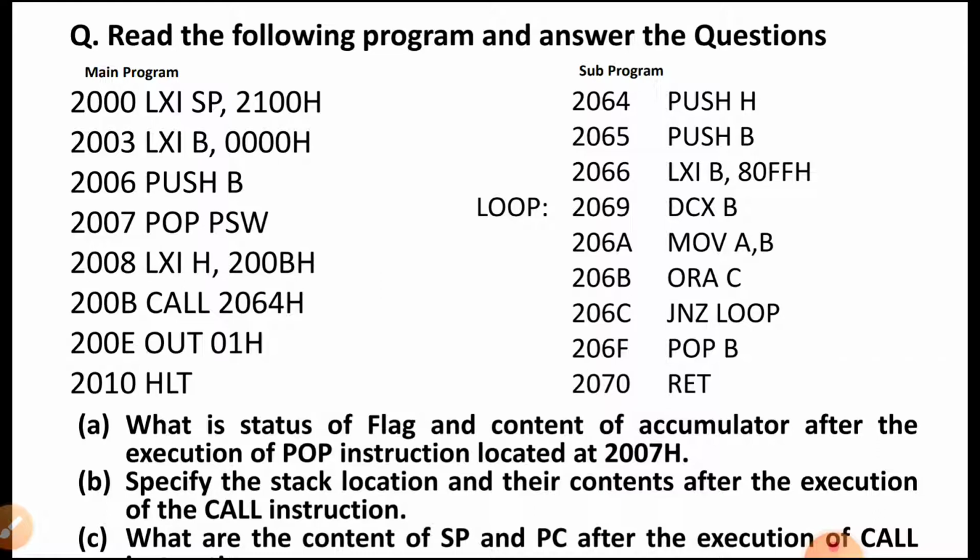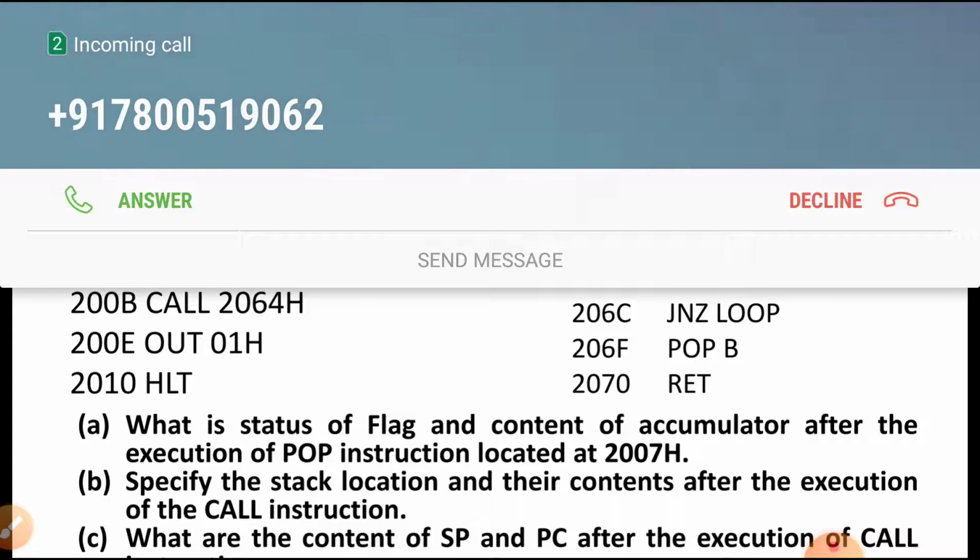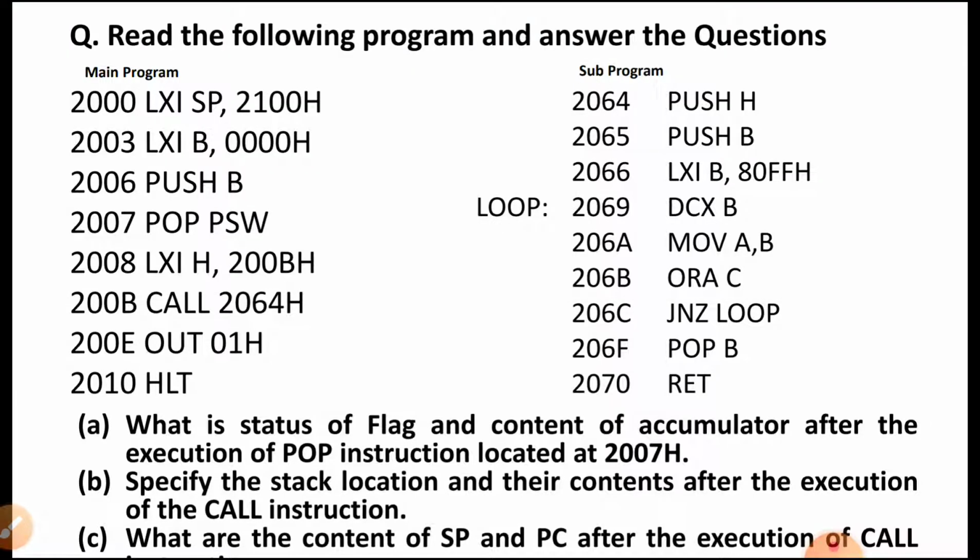And what will be the content of the accumulator? It will be decided by the subprogram. In the subprogram, if you see, there is a loop. The loop is at 2069 where DCX B is written, then MOV A,B, then ORA C, and then the jump instruction. This loop will be continuing till the accumulator content is 0. Until the accumulator content becomes 0, this loop will continue.